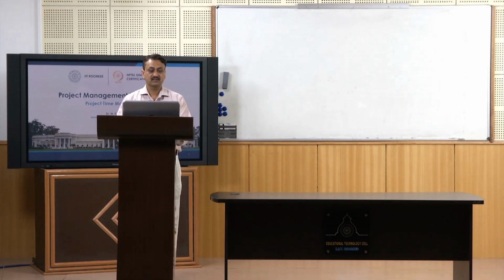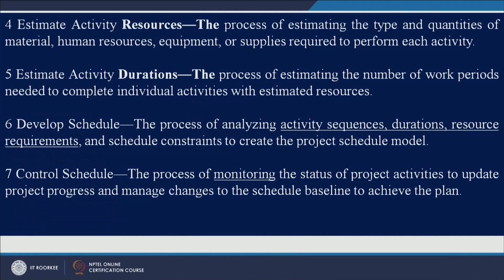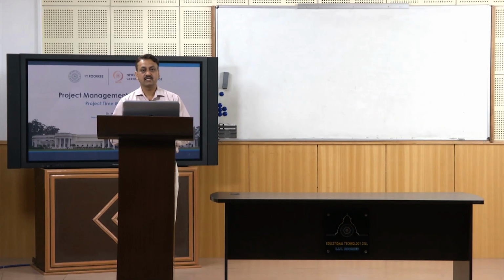The fourth point is estimate activity resources. When you have listed down all the activities, you will have to perform those activities, and for performing them you need different resources. Depending upon the activity, you need to estimate how many resources you would require for that activity, and the resources could be, let's say, time is a resource, right? So time, man, machine, equipment, material and so on. Estimate how many resources would be required to complete that particular activity.